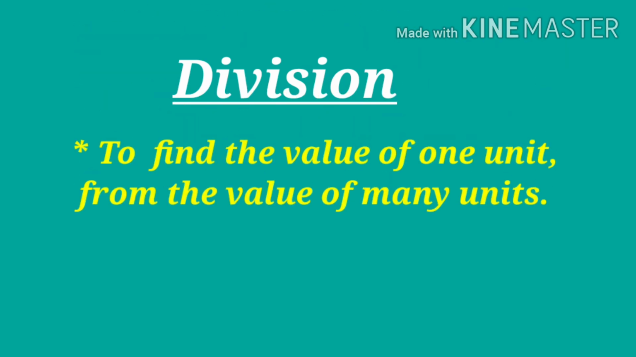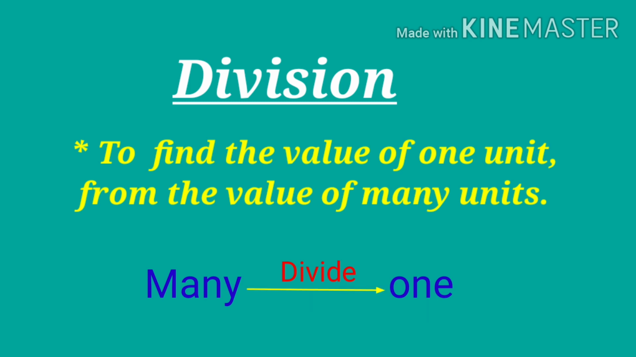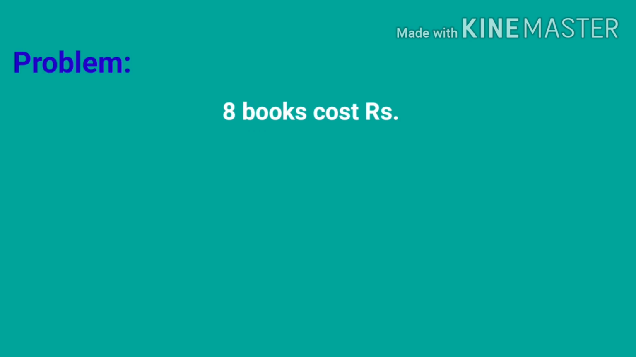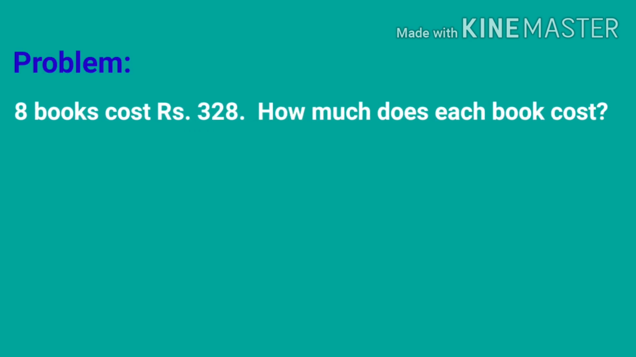Division is just the reverse of multiplication. In division, we will be given the value of many units. From that value, we have to find the value of 1 unit. Children, from the value of many units, if we want to find the value of 1 unit, we use division. Let's take an example. 8 books cost 328 rupees. How much does each book cost?